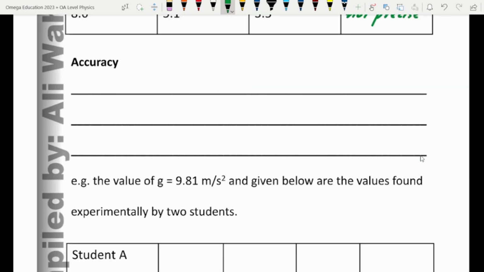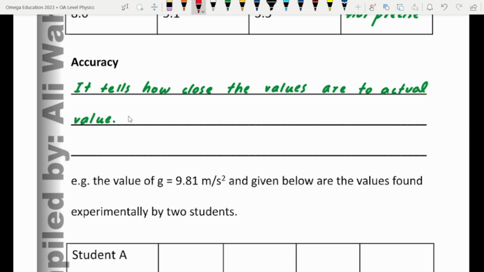Then we have the next thing, which is called accuracy. Accuracy simply means, as the word is saying, how accurate your value is. So you're taking a measurement, and if your measurements or the readings are close to the actual value, then the readings are accurate. It tells you how close the values are to the actual value.